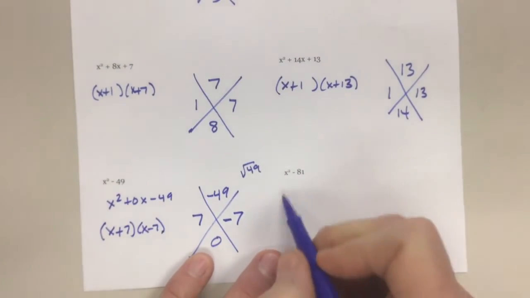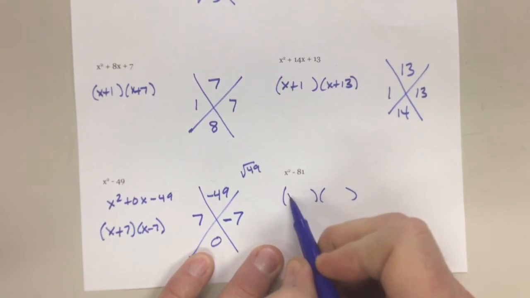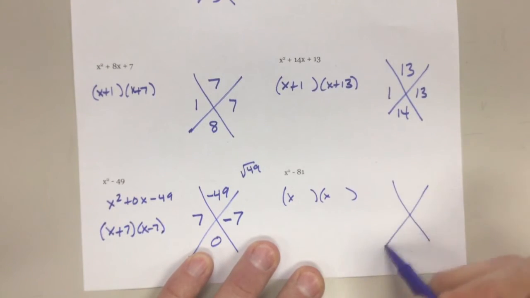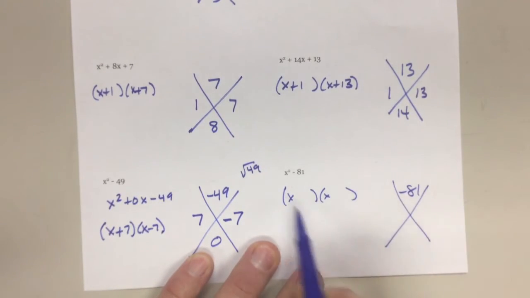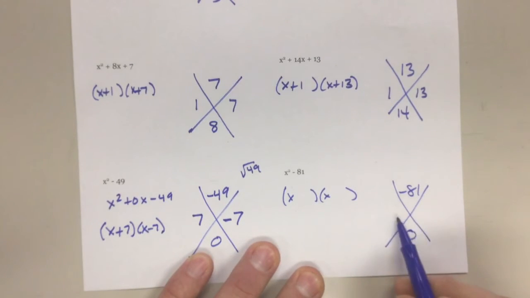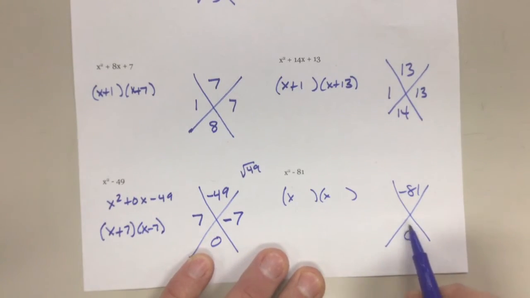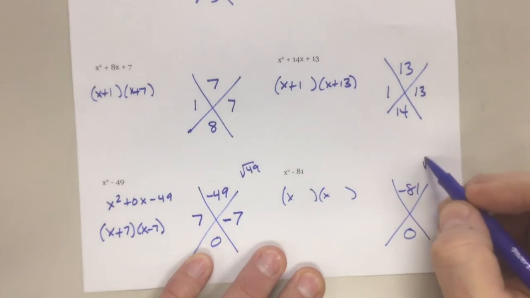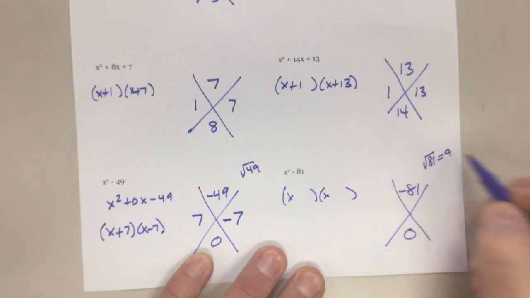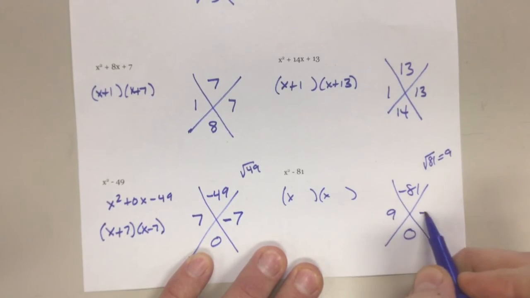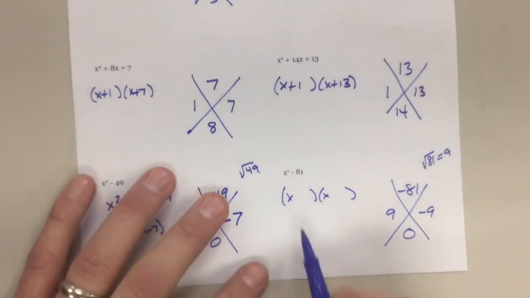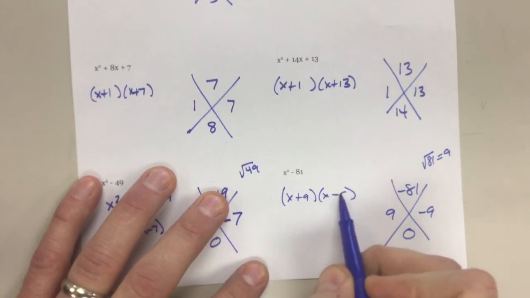So here's another example. Same idea. Put negative 81 on top. There is no middle term, so it's 0. So I need two numbers that when I add them together, they cancel out to 0. When I multiply them, I get negative 81. The trick is the square root of 81 is 9. One of them will be 9, and one of them will be negative 9. So x plus 9, x minus 9.